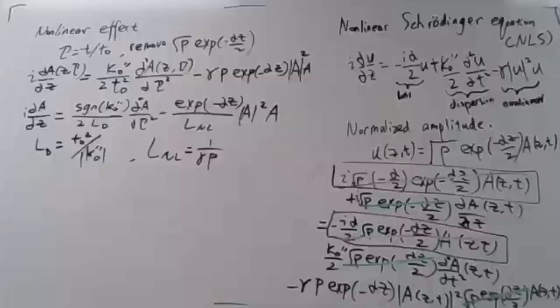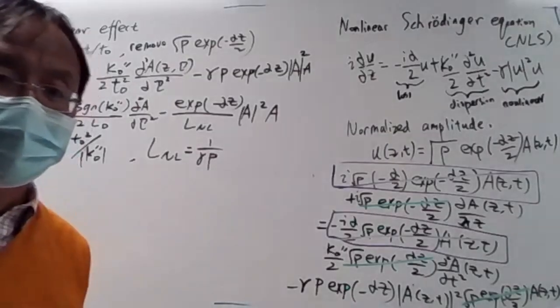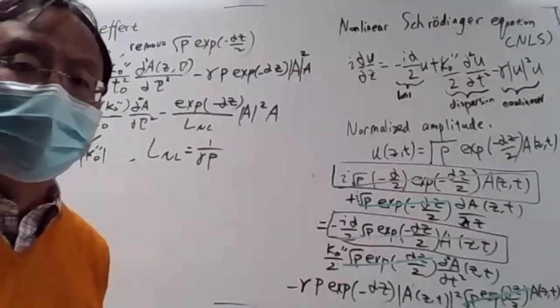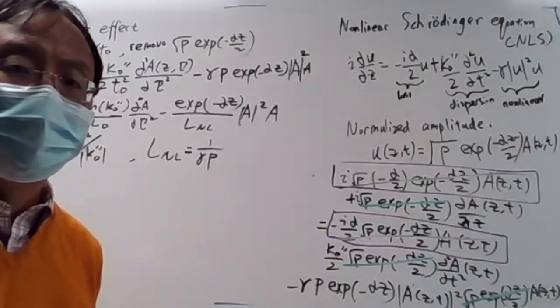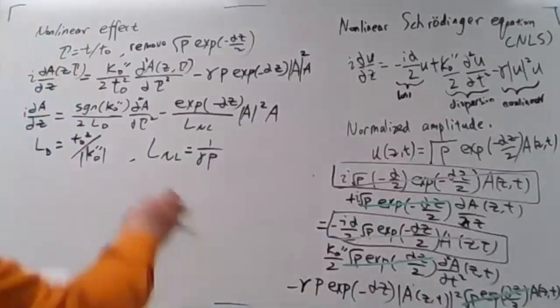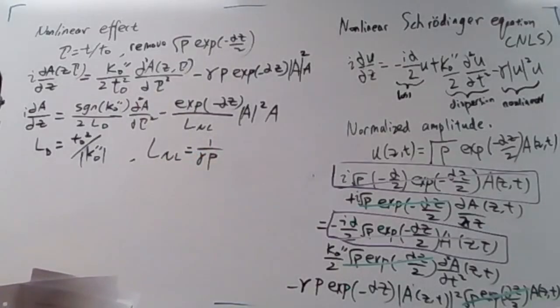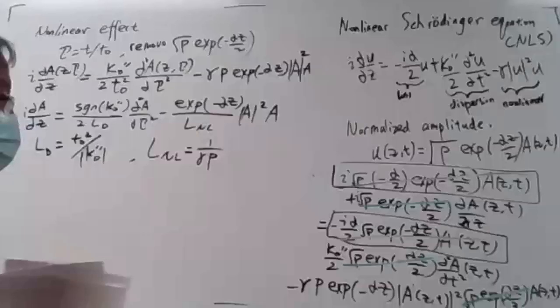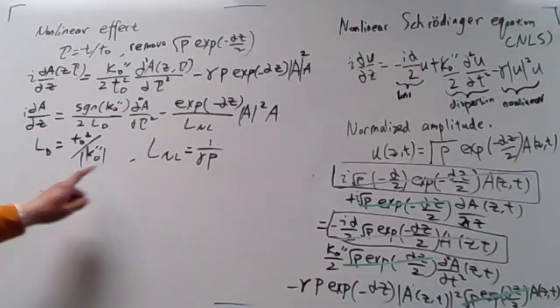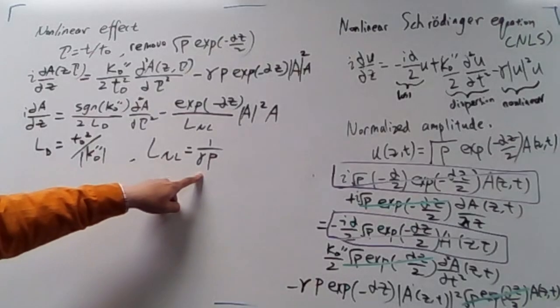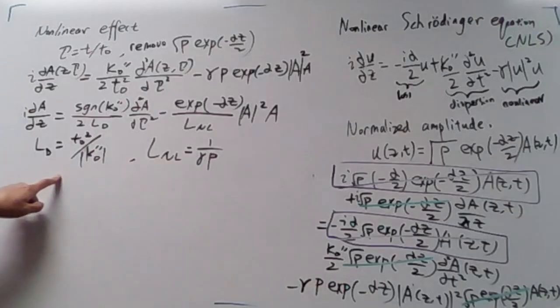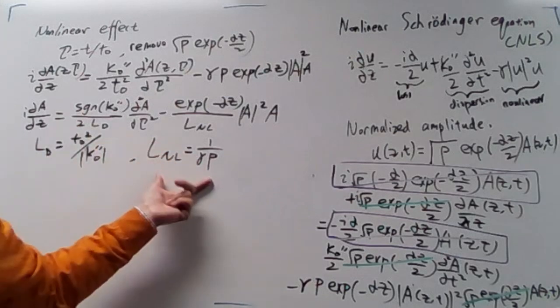Just to make sure I got that right, the gamma p term turns into the nonlinear length. Yes, that's the nonlinear length. Yes, you're right. It's 1 over gamma p. So in other words, you think about the nonlinear length, right? This is the dispersion length. We are the experts by now, right? The dispersion length, and the nonlinear length.